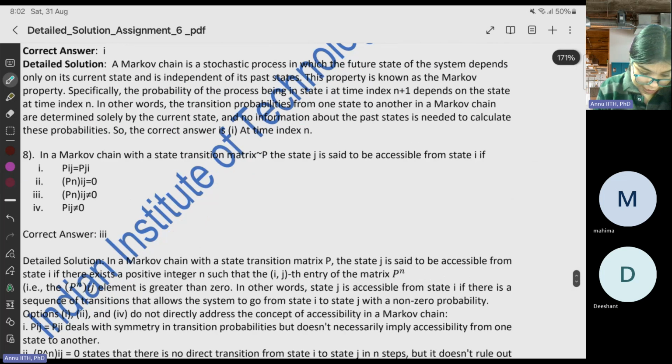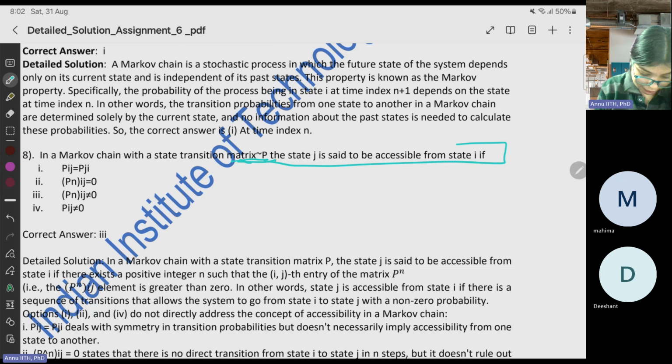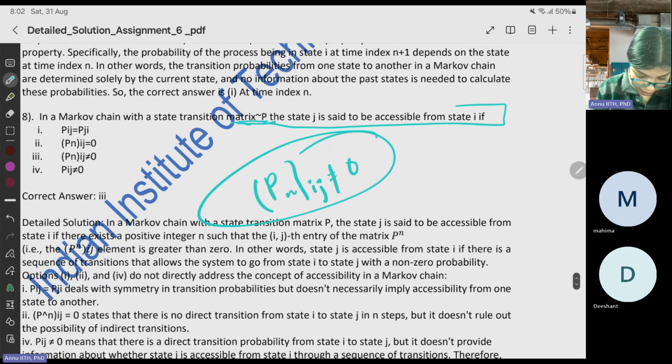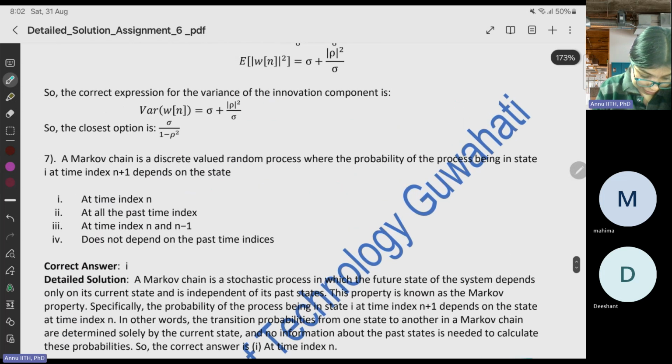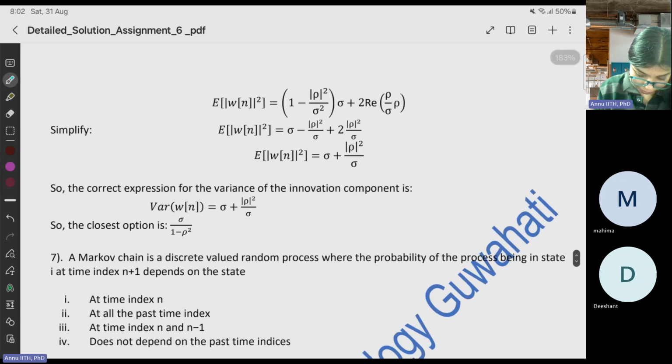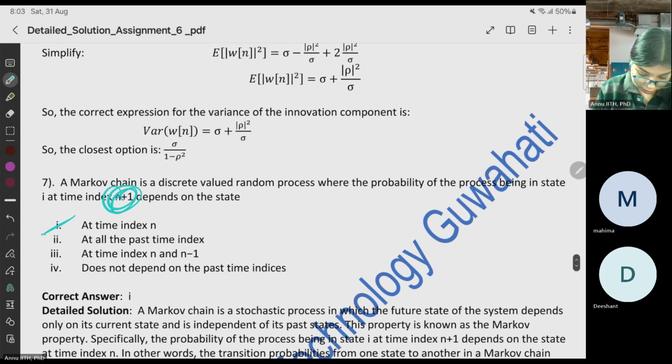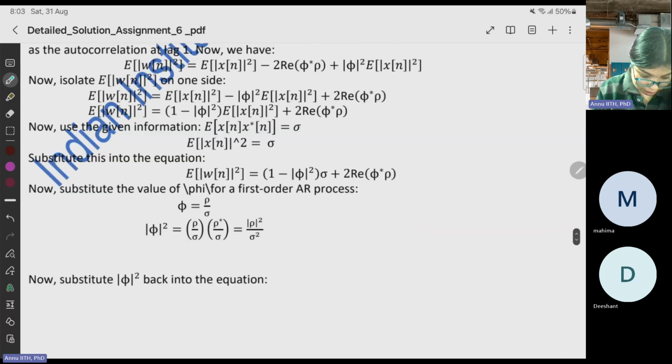In a Markov chain with state transition probability matrix P, the state j is accessible from the state i when P^n(ij) is not equal to 0. Definitely, right? Then only it will be accessible from state i to j. And a Markov chain is a discrete valued random process where the probability of the process being in state n plus 1 depends only on the previous one. Correct.